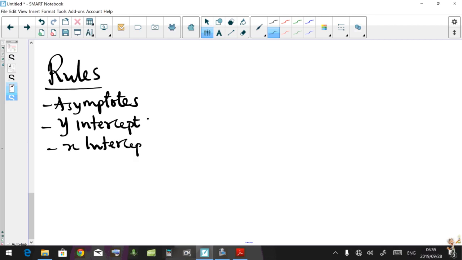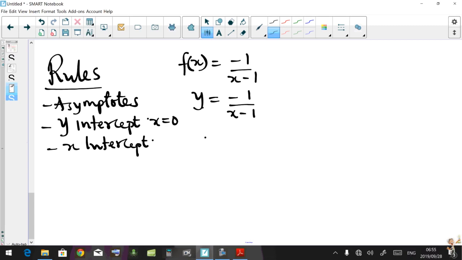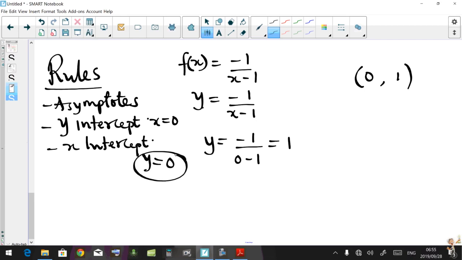All right. Let's check quickly with this function. f of x equals negative 1 over x minus 1. Remember, this is your y value. How do you get a y-intercept? x must be equal to 0. Let's try that. y equals negative 1 over 0 minus 1. That would give you 1. So let's keep that coordinate: x is 0 and y is 1. Number 2, x-intercept when y equals 0. By the way, we don't need to do this because we said this is our asymptote. Now let's go check what our graph would look like.